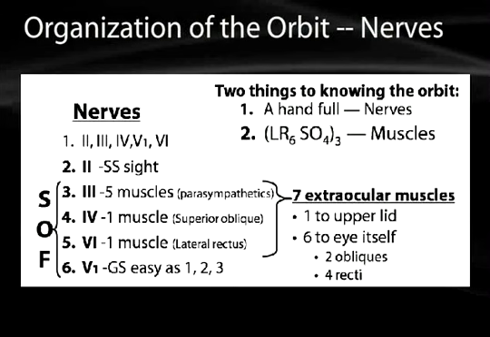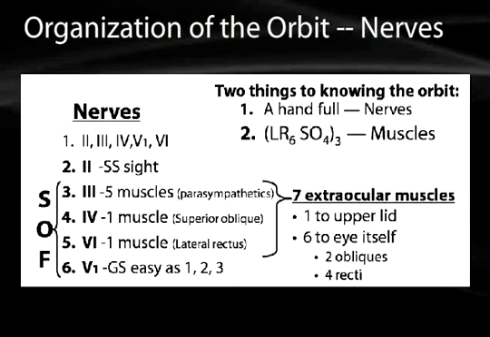Really, all you need to be able to do to know the nerves of the orbit is be able to count from 2 through 6. So the handful of nerves are cranial nerve 2, 3, 4, V1, and 6. Then we have cranial nerve 2, which is supplying sight, cranial nerve 3, which does 5 of the 7 muscles you want to think about, as well as parasympathetics.